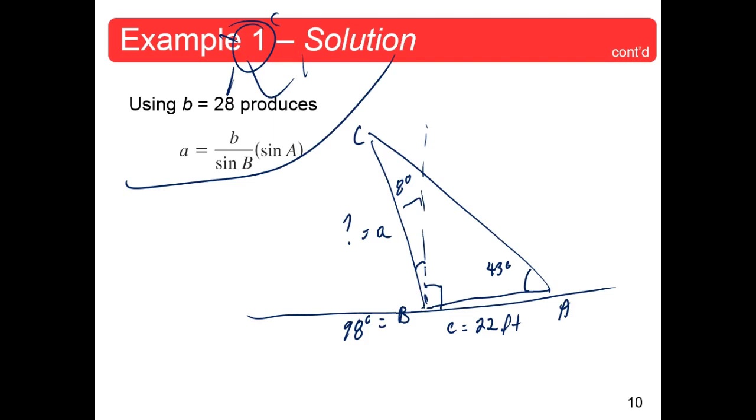Okay? So, we're looking for side A. We don't care about side B. We do care a little bit about angle C. Any idea why? Okay. What are we using to solve this? Look at the title of the section. Law of sines. And how does the law of sines go?